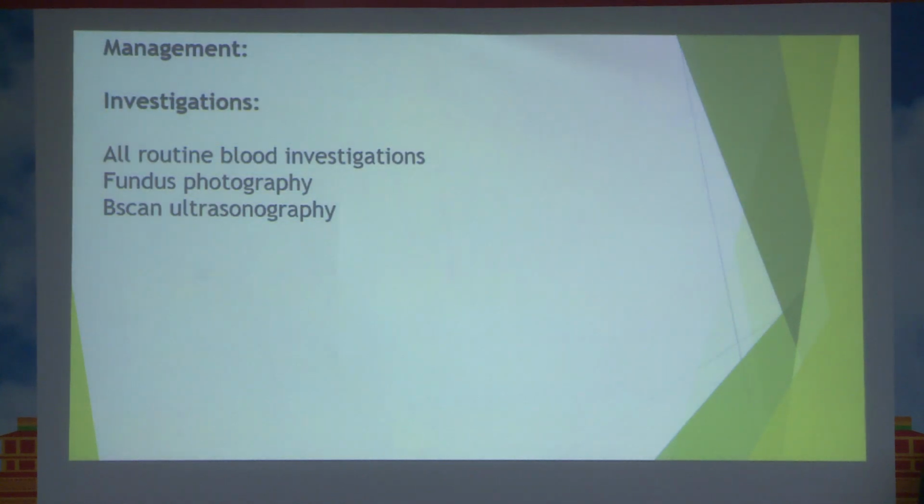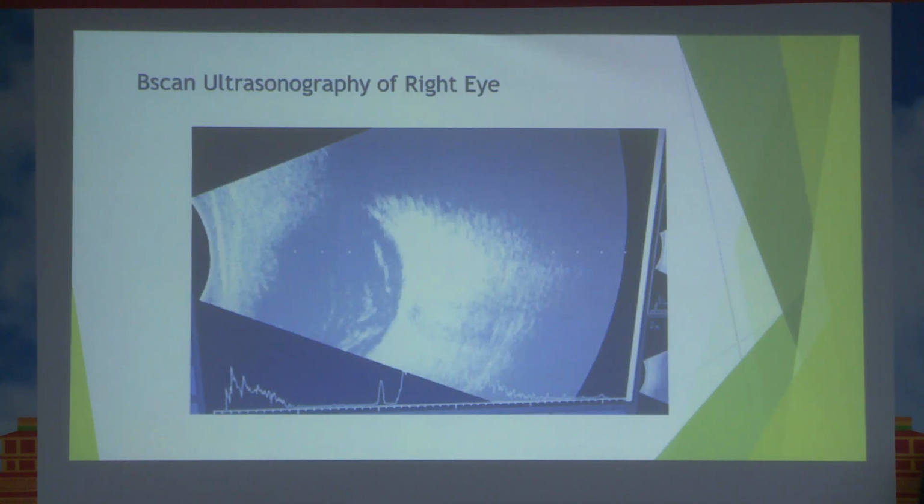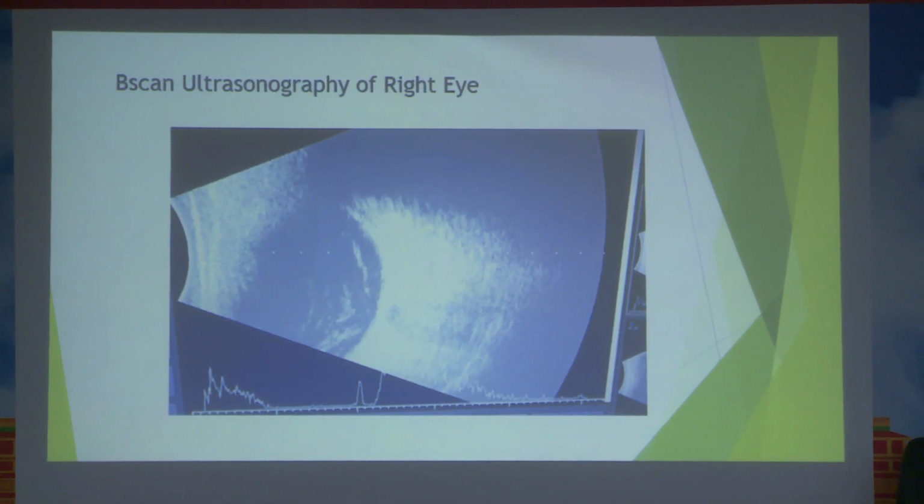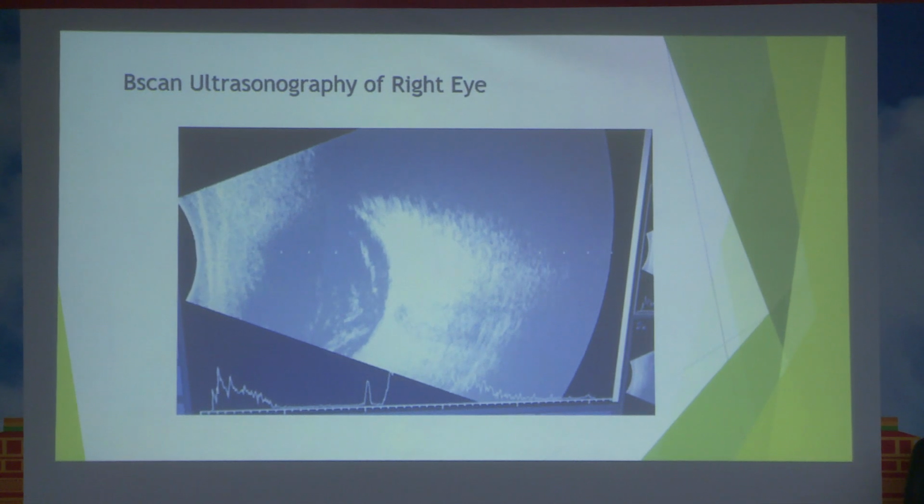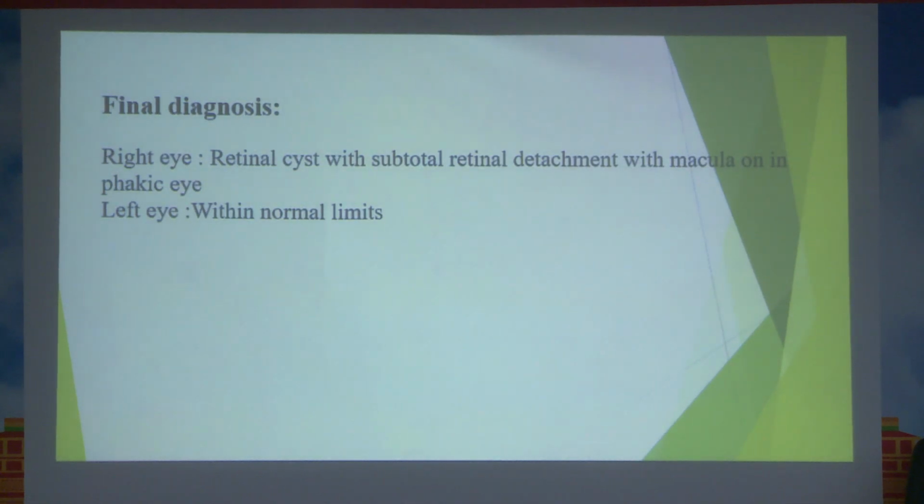Then moving on to the investigations, all the routine blood investigations were done. Fundus photography and B-scan ultrasonography were done. Fundus photography also shows the retinal cyst as seen in the picture. On doing the B-scan ultrasonography, we could also see the retinal detachment in the same area. The final diagnosis was, in the right eye, retinal cyst with subtotal retinal detachment with macula on in a phakic eye. The left eye was within normal limits.